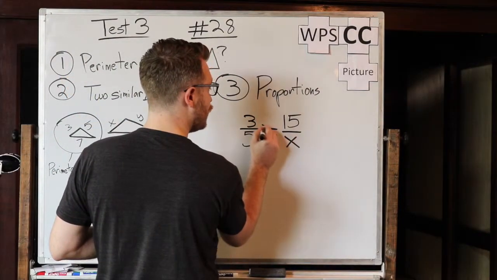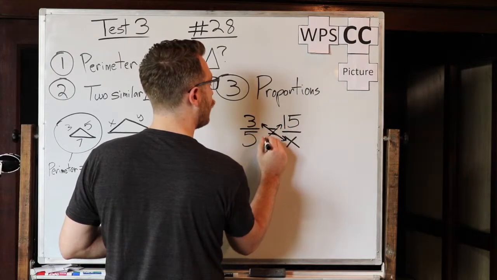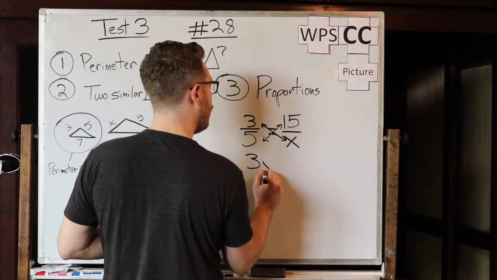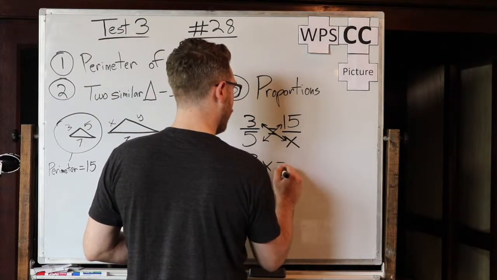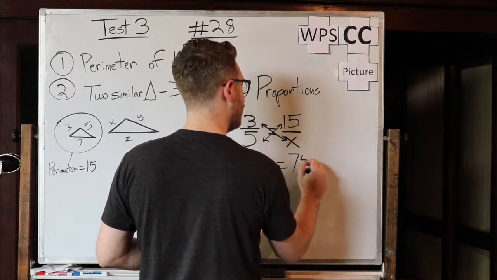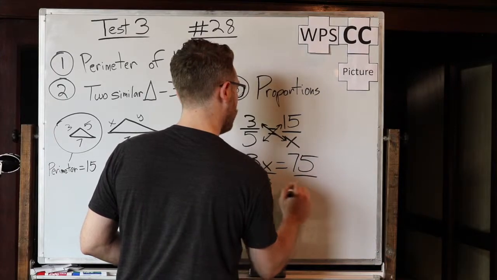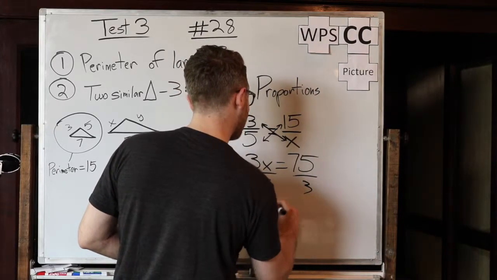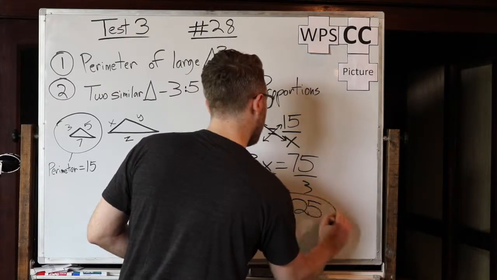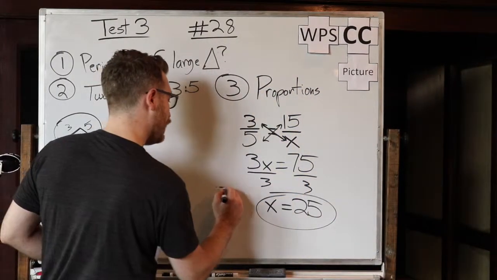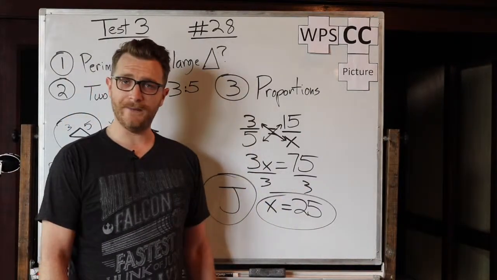On one side of the equation, as I cross multiply, I'm going to end up with 3x. On the other side, we have to take 15 times 5. Put that in your calculator, and you will find that it is 75. Now, I need to divide both sides by 3, and you will find that x equals 25. The perimeter around the larger triangle is 25. That is letter answer J. Great job.